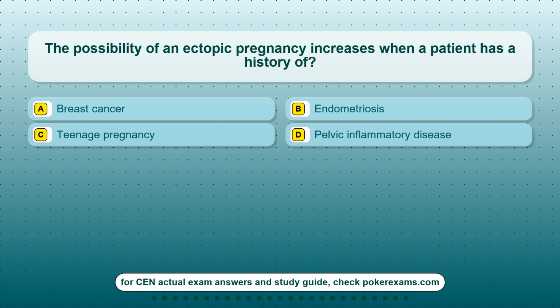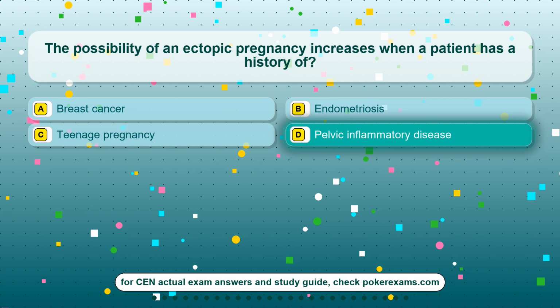Question 7. The possibility of an ectopic pregnancy increases when a patient has a history of option A, breast cancer, option B, endometriosis, option C, teenage pregnancy, option D, pelvic inflammatory disease.